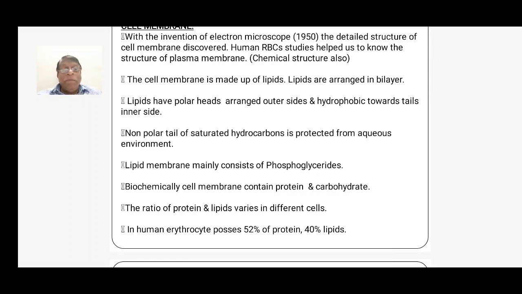The lipid membrane mainly consists of what? Phosphoglycerides. A very important notable point for NEET or CET examination. The lipid membrane is composed of phosphoglycerides. The word phosphoglyceride is very, very important.